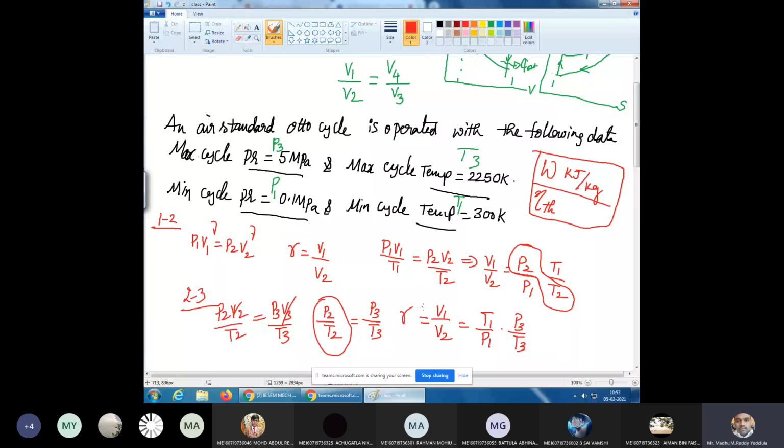What is V1 by V2? V1 by V2 is nothing but the compression ratio. I know the T1 value. T1 should be in Kelvin, and it already is in Kelvin. P3 by P1 is a ratio, so whether it is in bar or Pascal, the units can be cancelled.